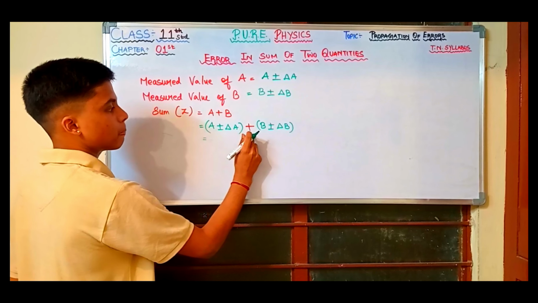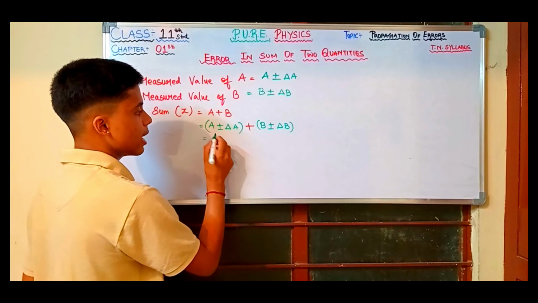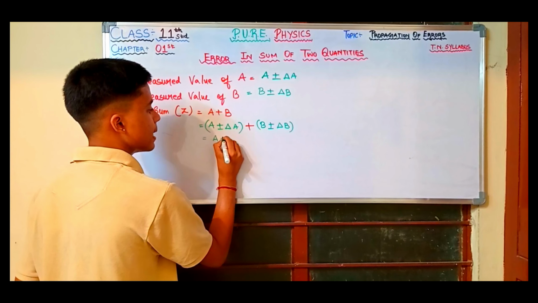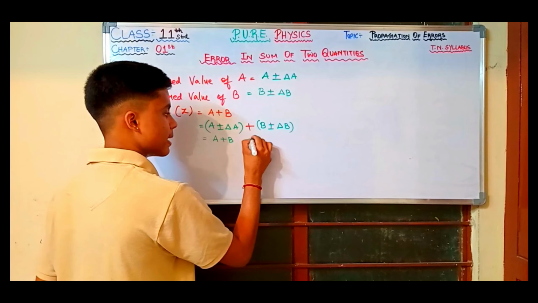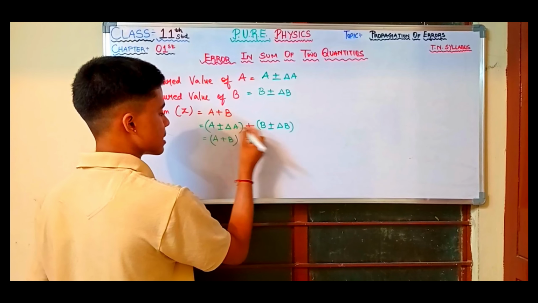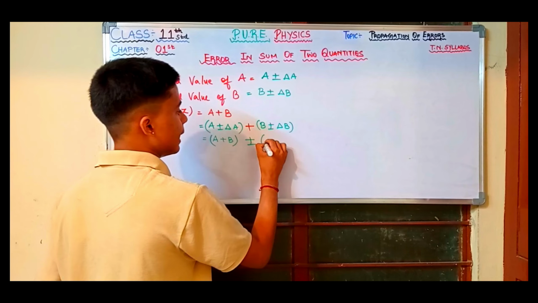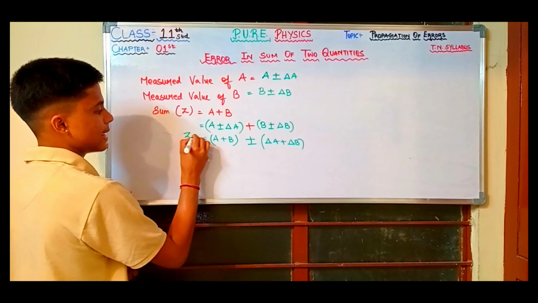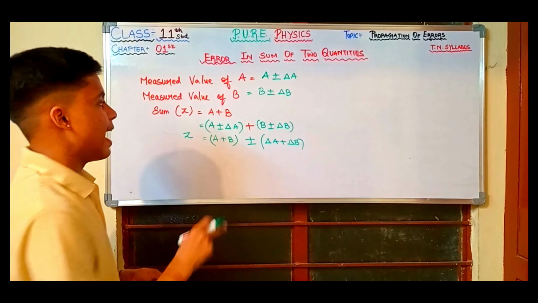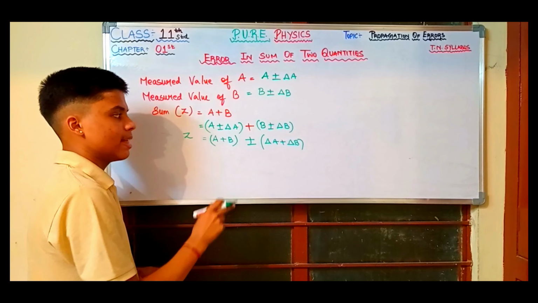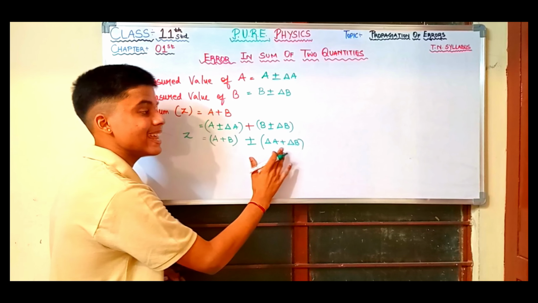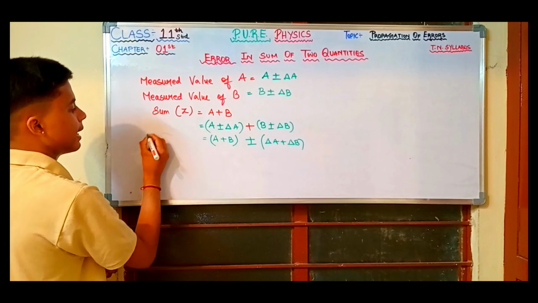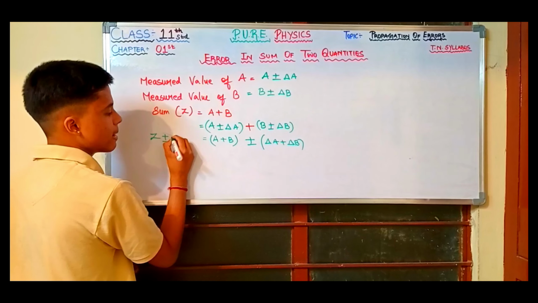Now, since I have the positive sign in between two terms, I'm going to take it for both the terms, which is nothing but A plus B. A plus B plus or minus will come in between the two terms. A plus B plus or minus delta A plus delta B, which is nothing but Z. Now, if I add the values of A and B, there will be the value of A and B as well as the error contained in it. Therefore, the final expression of Z can be taken as Z plus or minus delta Z.